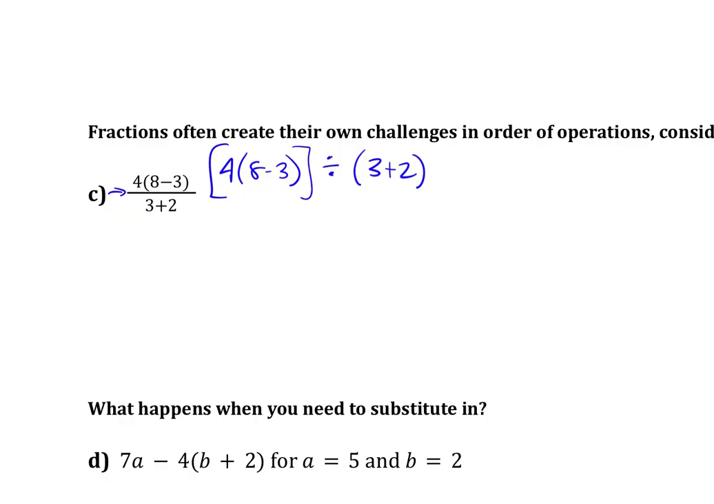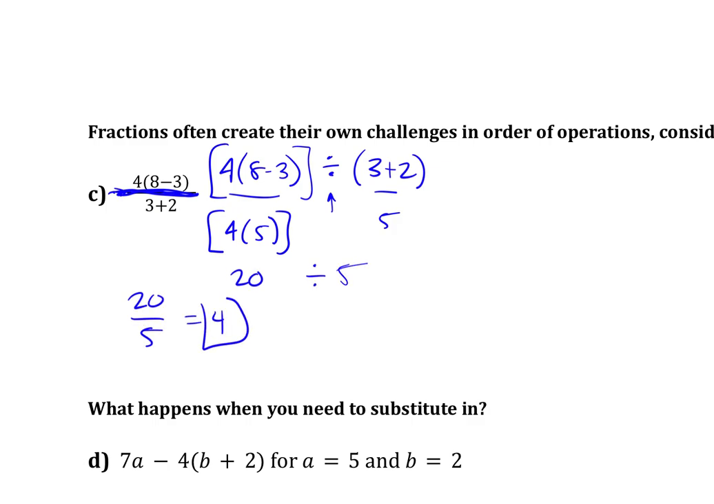What this says is do everything on the top, do everything on the bottom, and I'm actually going to divide last, based on the way this is written. This is one big large fraction. So I'm going to take 4 times 5, so I'm going to get 20. On the bottom, I'm going to get 5. So it's going to be 20 divided by 5, or 20 over 5. And my final answer is going to be 4.